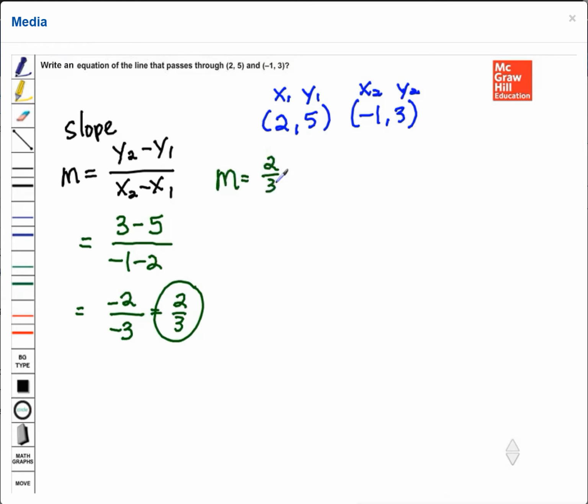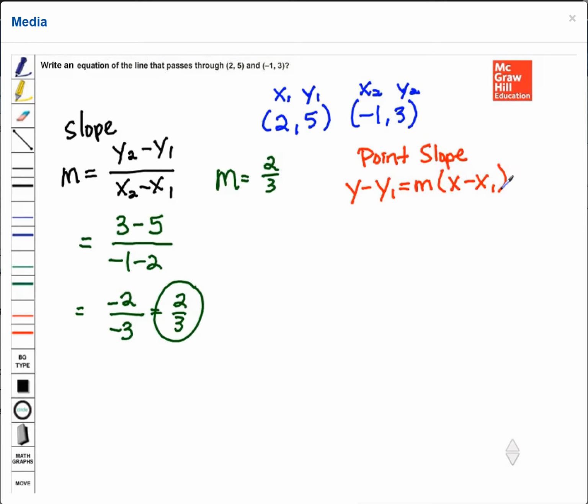Next, we need to find the y-intercept. We're going to do that by using point-slope form. And point-slope form, we can use that when we have the slope and a given point. And we have two given points. Point-slope form is y minus y1 equals the slope m times the difference of x and x1.